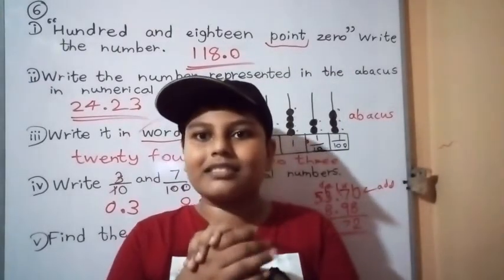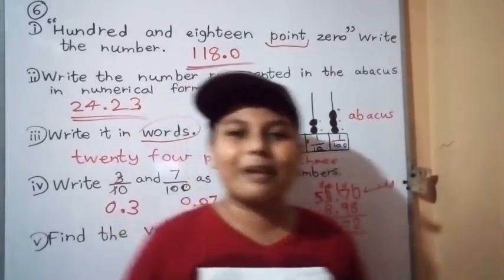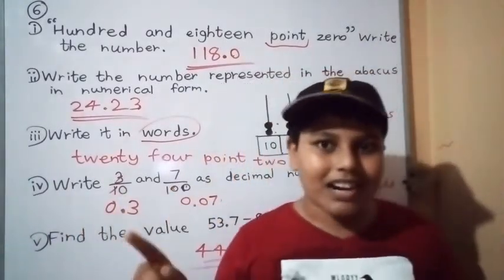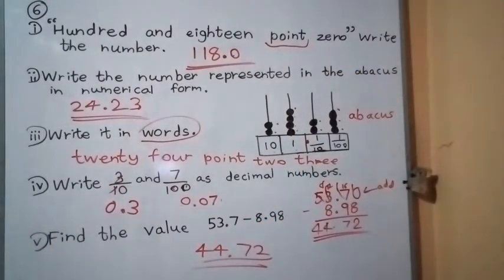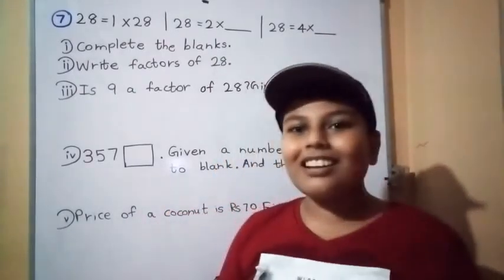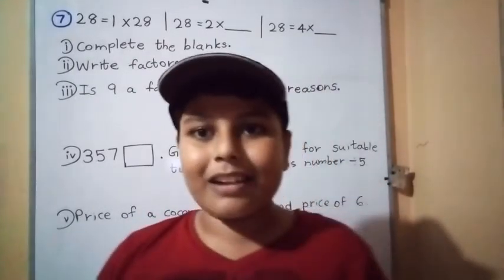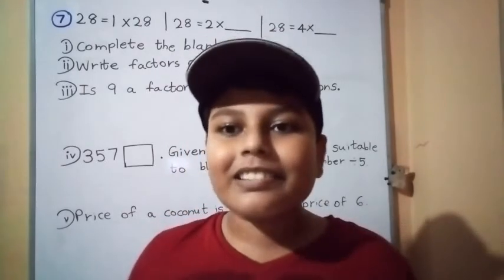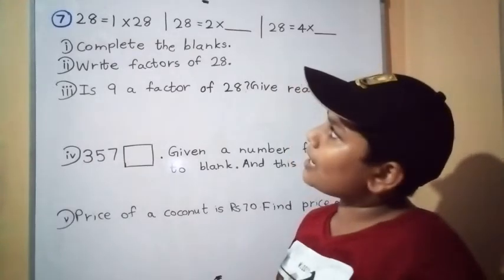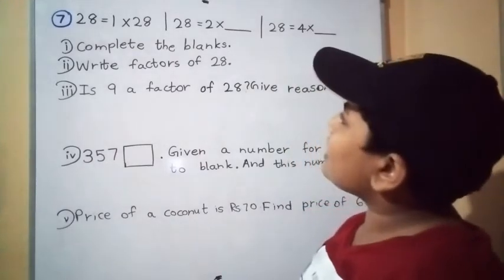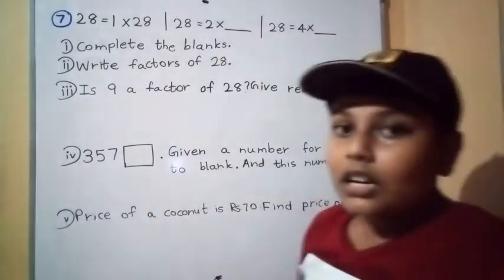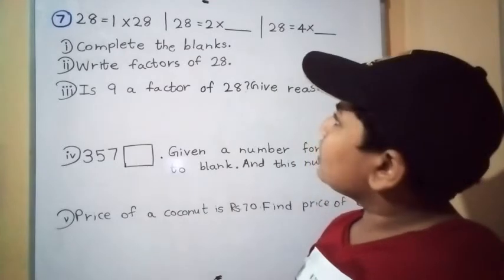Let's move to the last question in this paper. Last question, question 7. That means the last question in this paper, part 2, grade 6 guys. Let's move to the last question. Now 28, 1 multiply 28, 28, 2 multiply blank, 28, 4 multiply blank they have. Now complete the blanks they have.